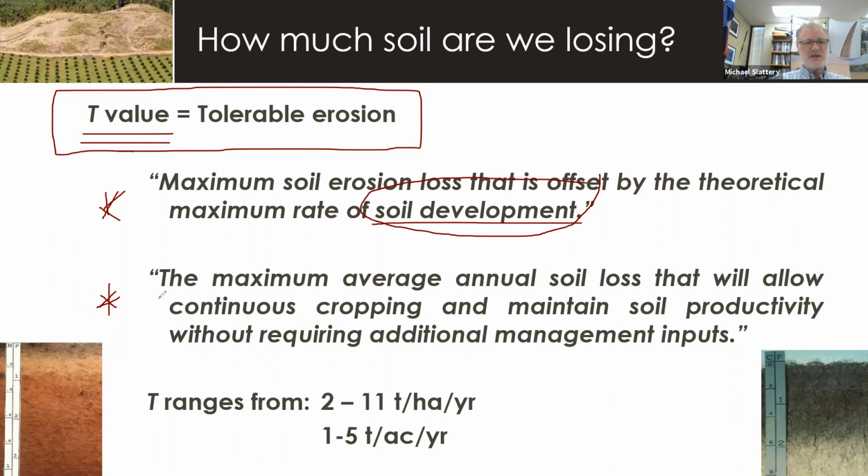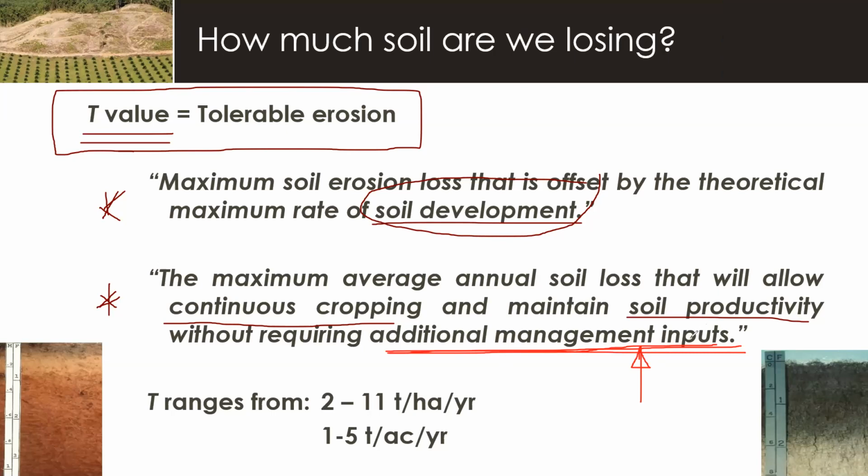The second definition is the maximum average annual soil loss that will allow continuous cropping and maintain soil productivity without requiring additional management inputs. I'm just going to highlight that in red: without requiring additional management inputs. What do you think we mean by that, additional management inputs? What does that conjure up? Why is that even in there?